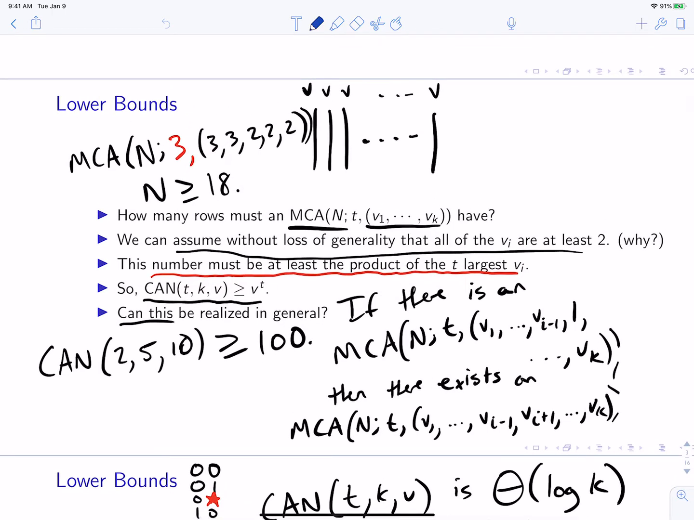And we derived last time that for the covering array number, where we have v values for every column, we must have at least v to the t rows. Because if you look at any t columns, each column can have v different values, so the number of interactions in those columns is v times v times v times ... t times. So it's v to the t. So I must have at least v to the t rows.